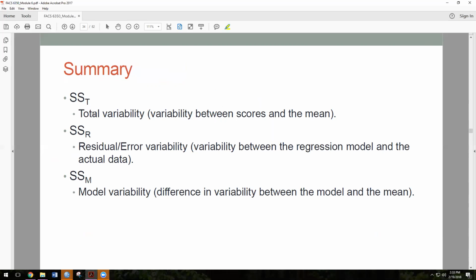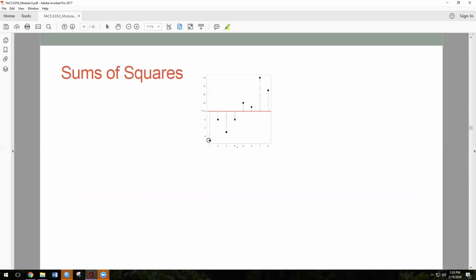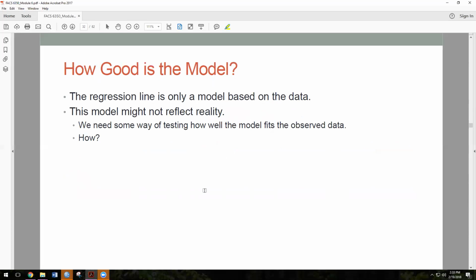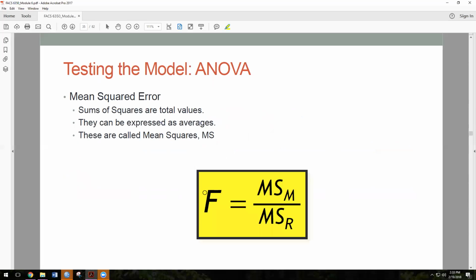So our sum of squares for total variability is the variability between the score and the mean. Our sum of squares for the residual, or the error variability, is the variability between the regression model and the actual data. And the model variability, or the SSM, is the difference in the variability between the model and the mean. So like here, this is going to be our total variability. This is going to be the variability between our scores and the mean. Whereas when we were looking at this one, this is more of what you're looking at with your sum of squares of the residuals, or the error.